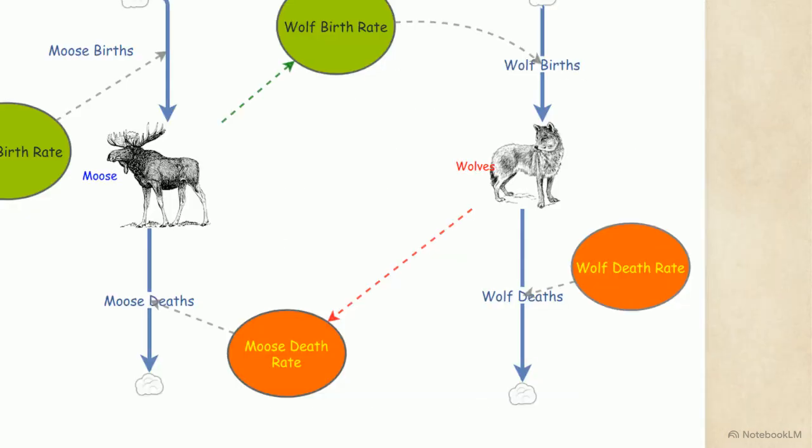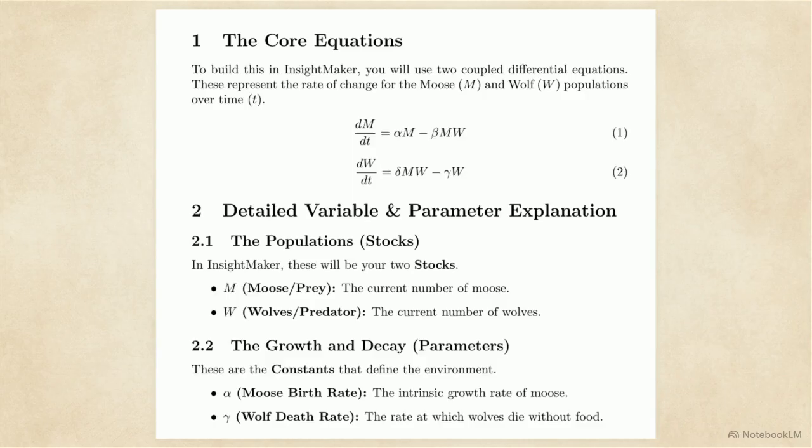Now we isolate the wolves. If we remove all prey from the environment, the predators are left solely with their natural death rate. This death rate is represented by the constant gamma. It defines the exact rate at which wolves die off without a food source. In isolation, the wolf population undergoes pure exponential decay.